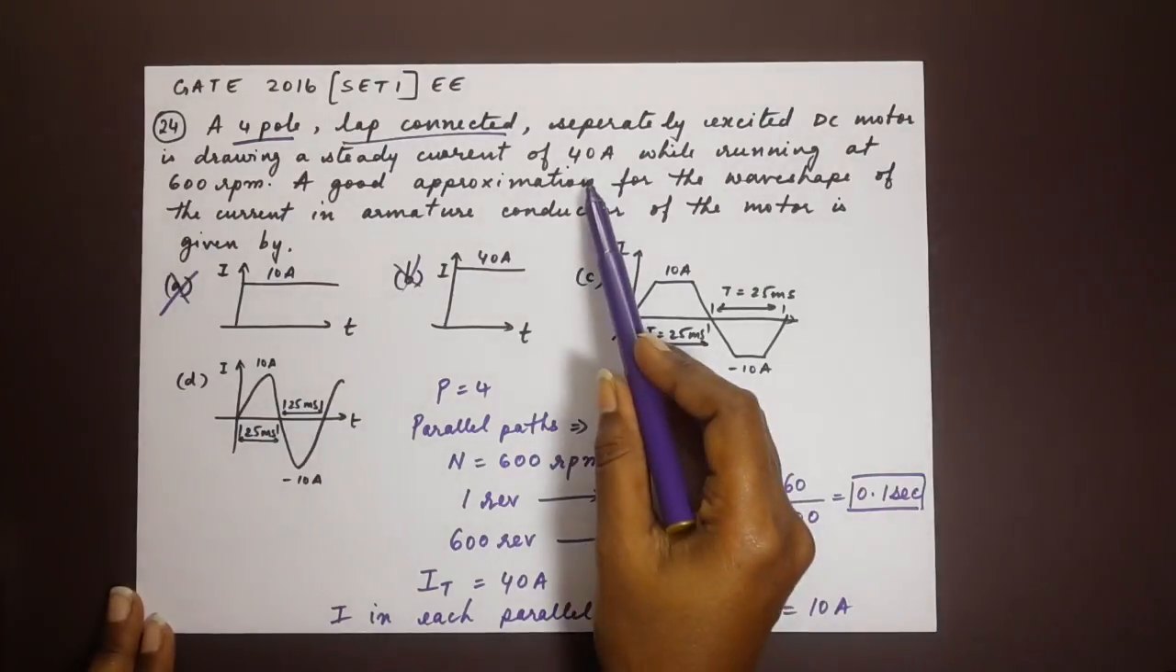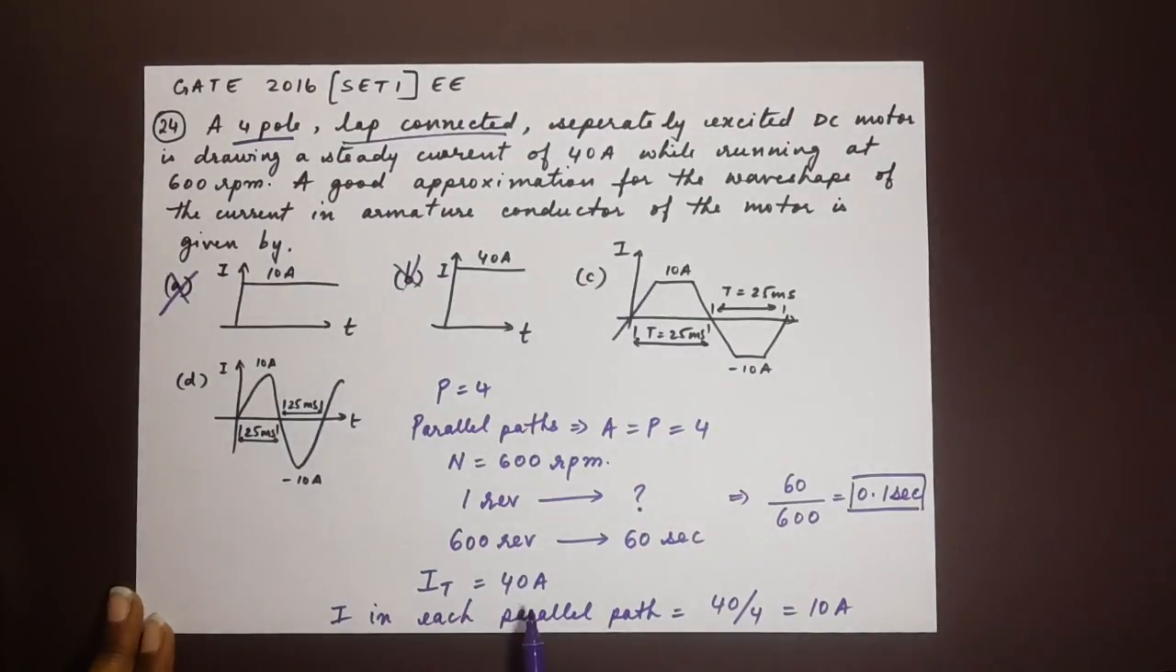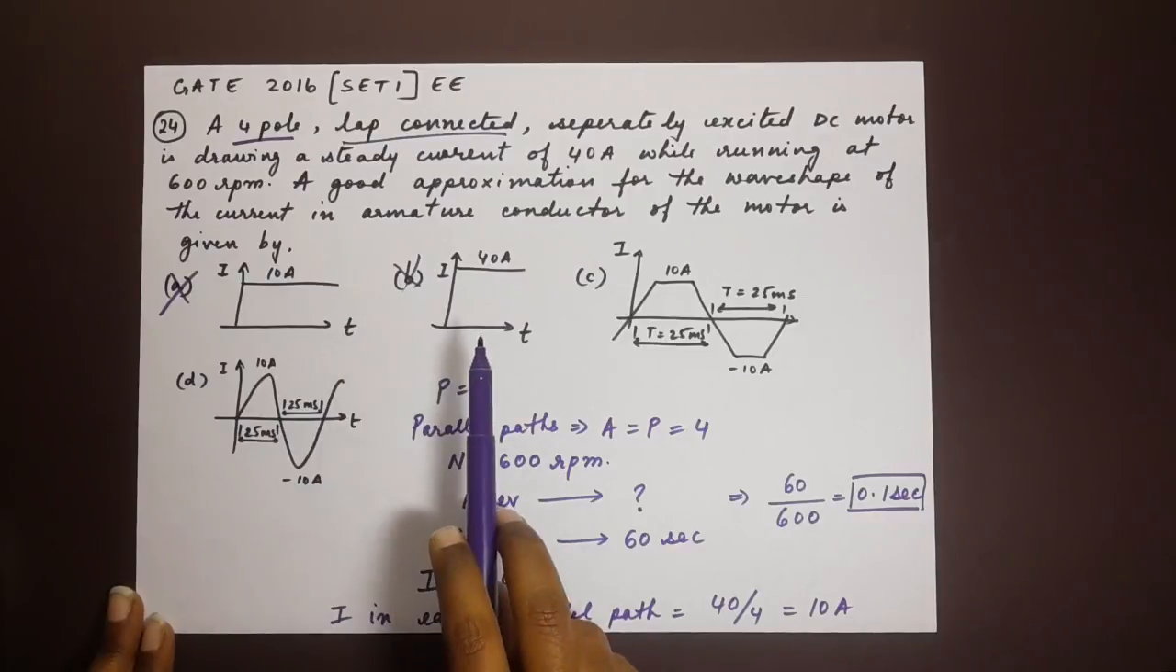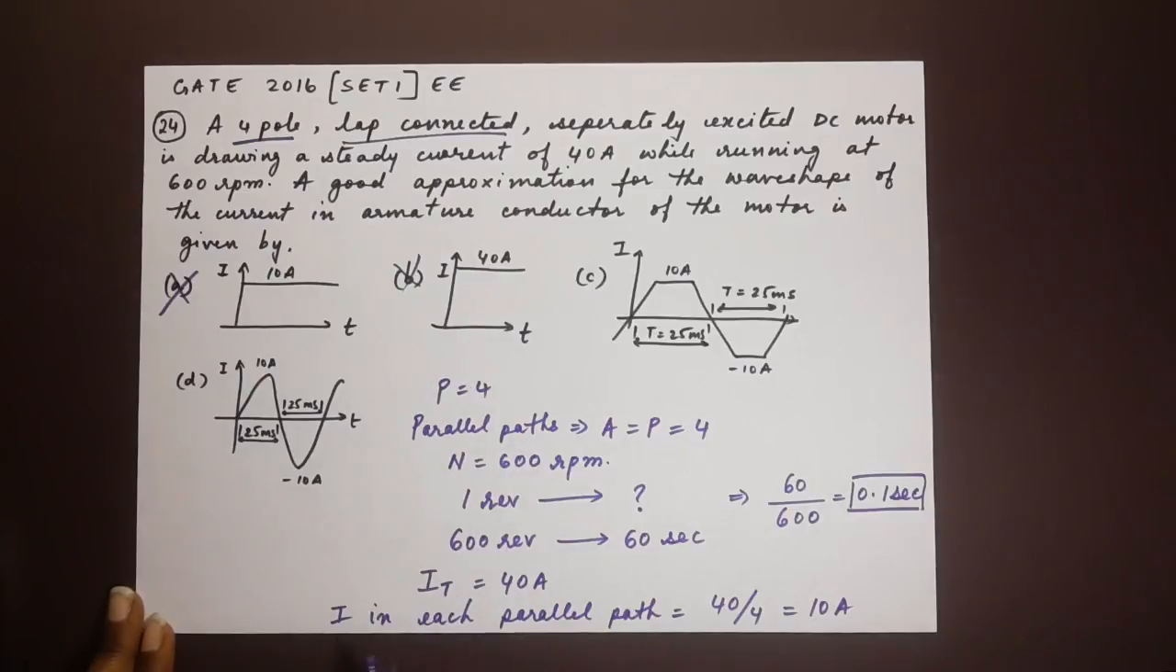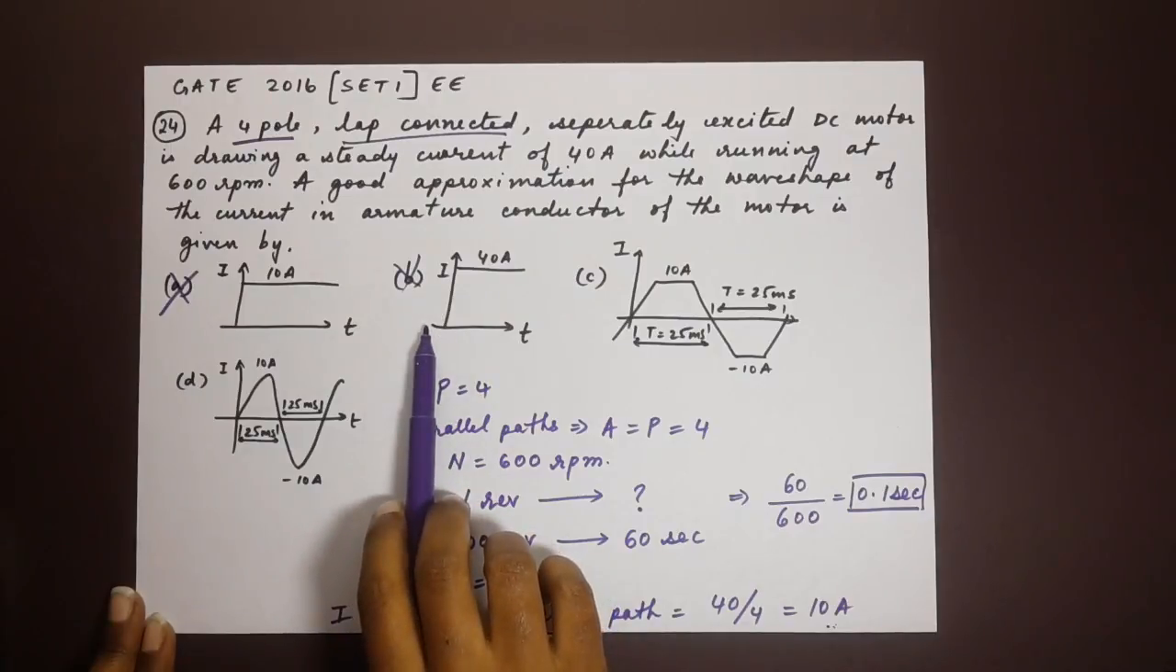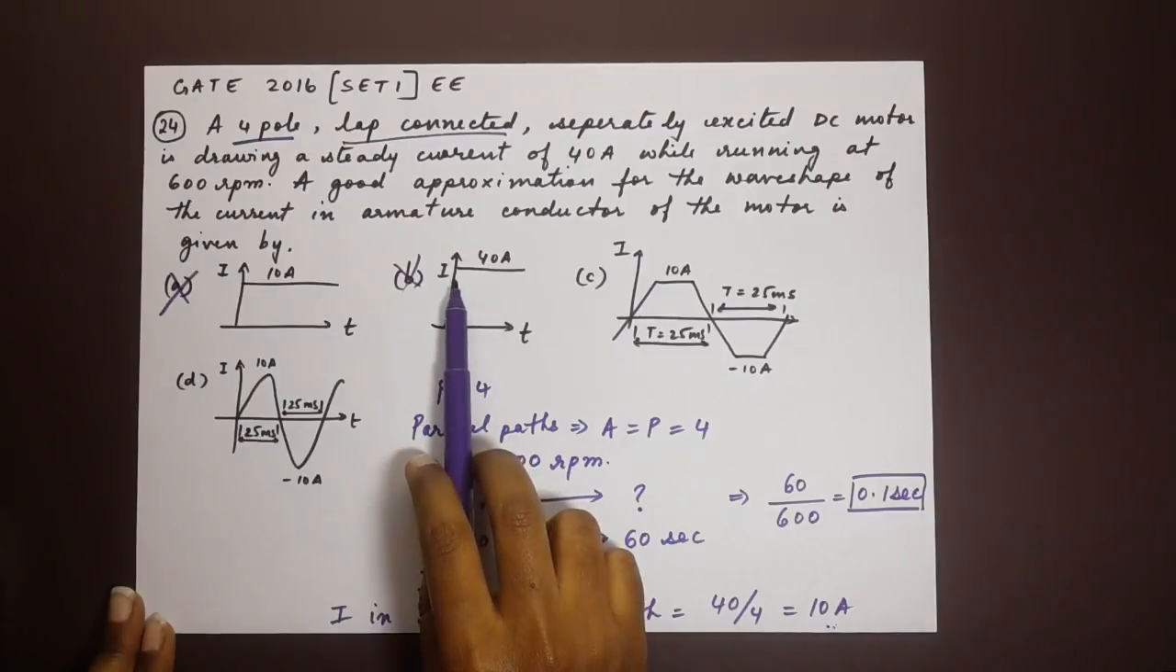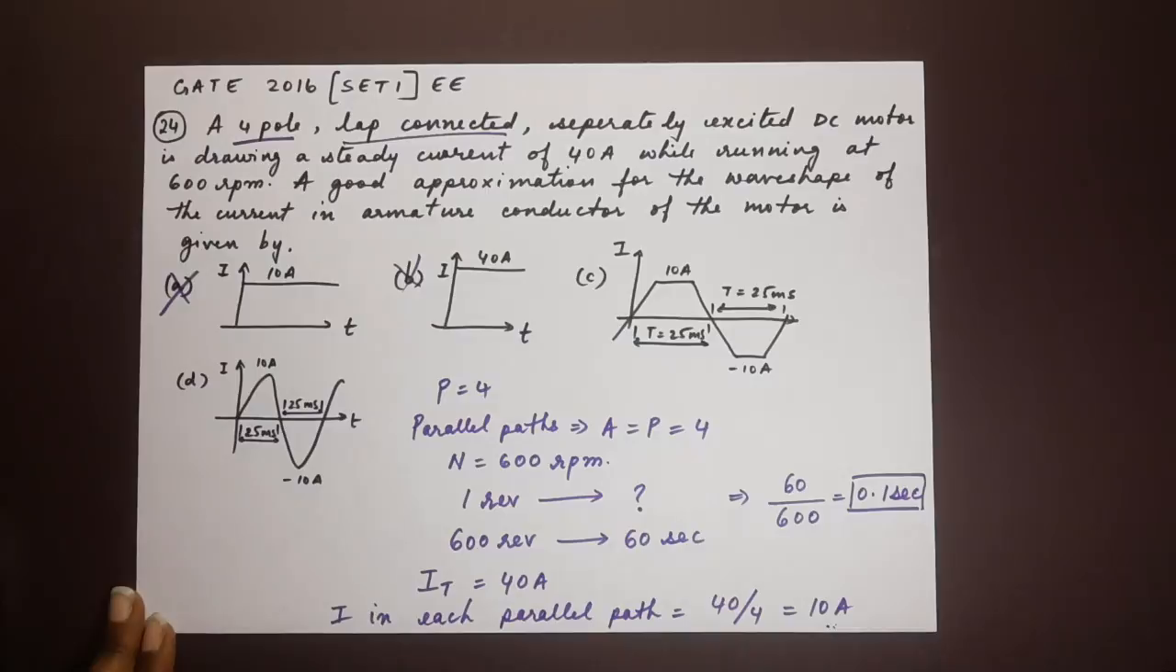Now the total current in the question is 40 amps, the steady state current. Since we have also been given the number of parallel paths, that is lap connected, that should tell us that we need to find out the current in each parallel path. So the current in each parallel path would be the total current divided by the number of parallel paths, 40 by 4, which gives us 10 amps. Because the current in each parallel path is 10 amps, that tells us that option B is not the right one, because here it's given that there is a direct current of 40 amps. So that is wrong. This leaves us with the options of A, C and D.